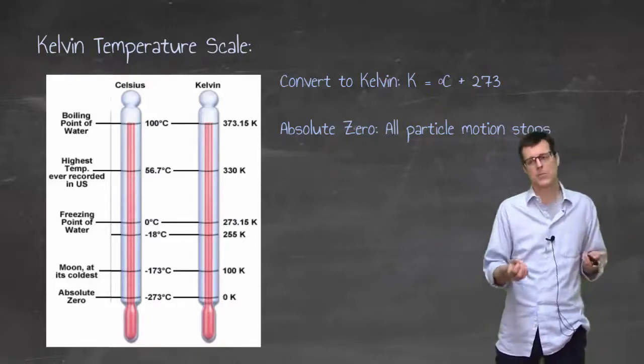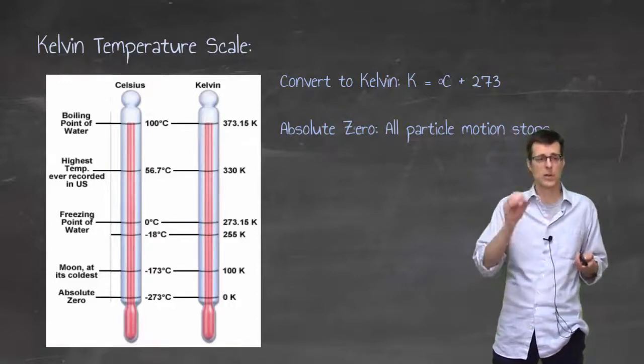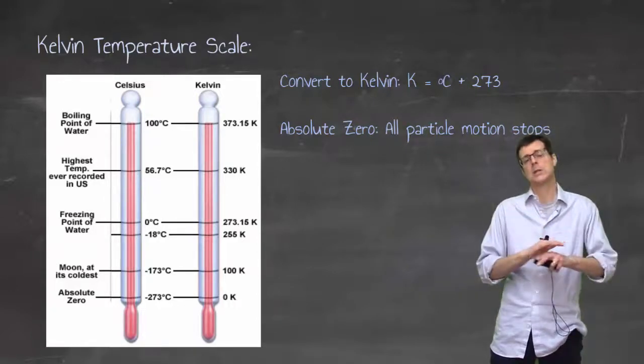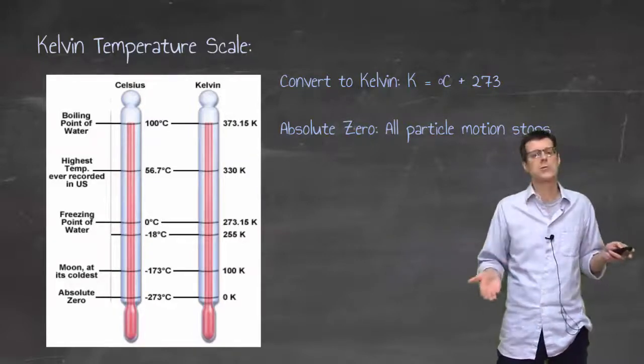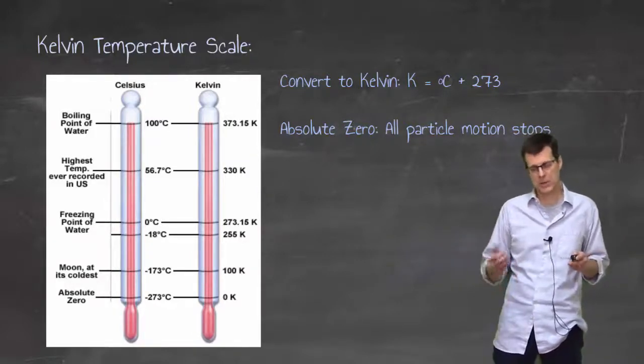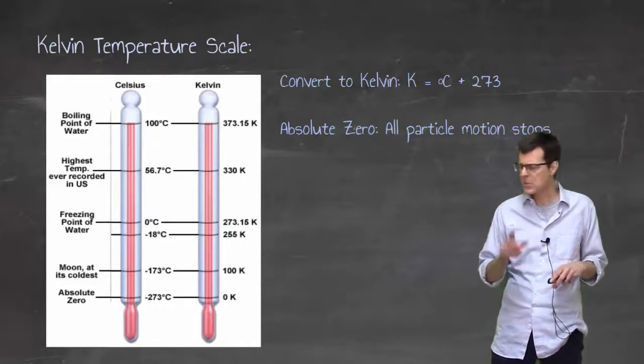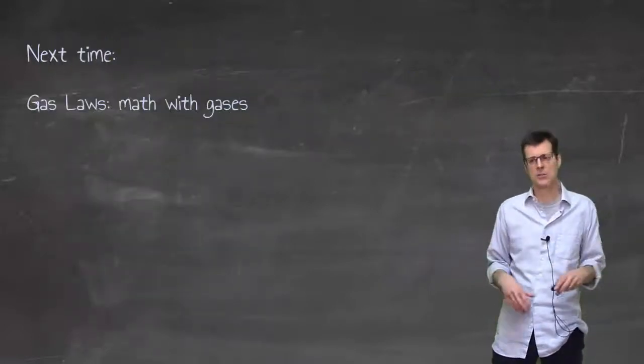0 Kelvin is the temperature at which all particle motion stops. It is the lowest possible temperature. There are no negative Kelvin temperatures. So that's something that we're going to have to get used to and remember.